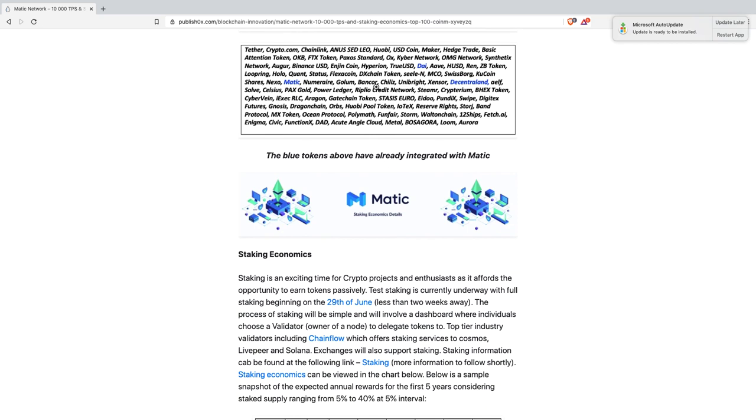In the box here, we have all those coins I just mentioned. The ones in blue have already integrated with Matic Network. All the rest still need to integrate. On the launch date, the 29th of June, another 50 or so projects built on Matic from scratch will start using Matic. They are new projects, but some very, very good projects.